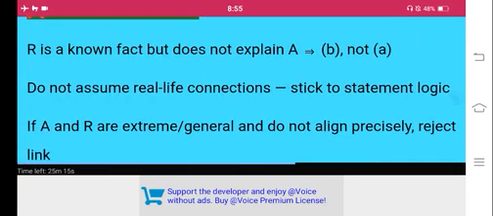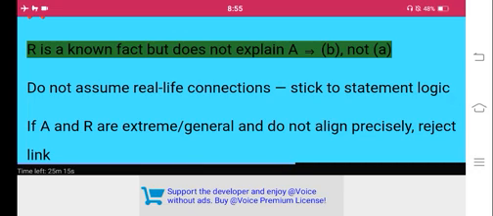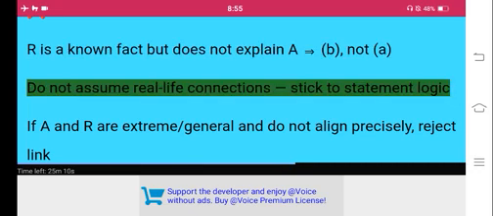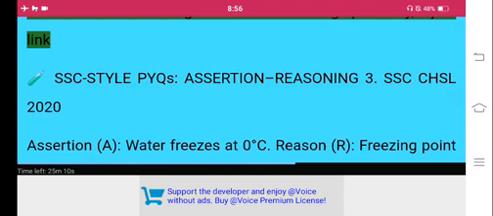SSC traps to avoid. R is a known fact but does not explain A, so the answer is B, not A. Do not assume real life connections. Stick to statement logic. If A and R are extreme, general, and do not align precisely, reject the link.